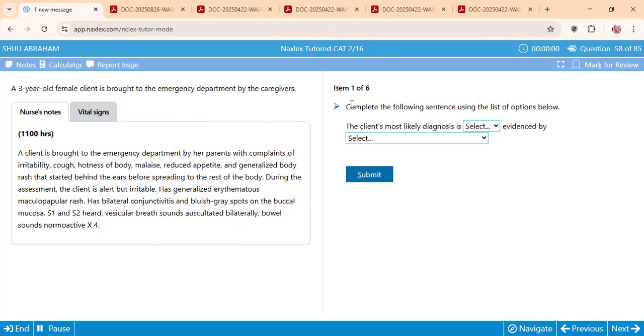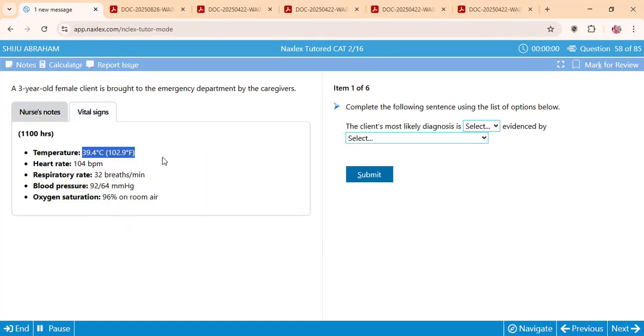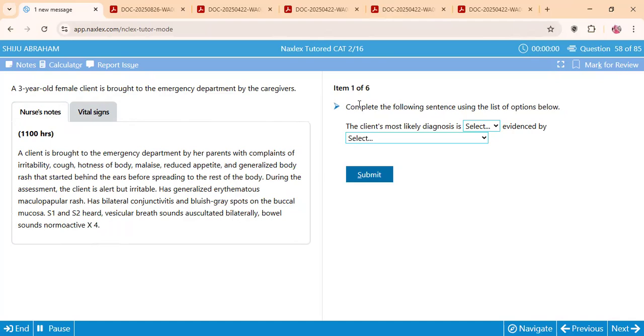So, what is the question here? It asks for the client's most likely diagnosis as evidenced by assessing the scenario. We can see the vital signs also. Temperature is elevated, hyperthermia; heart rate is elevated, tachycardia; respiration, tachypnea; BP, hypotension, low BP. 120 by 80 is the normal BP, but here the BP is low. The client also has some low oxygen saturation. Actually it is within normal limits, but borderline at 96%.